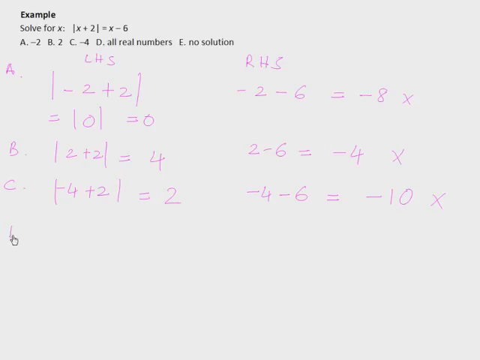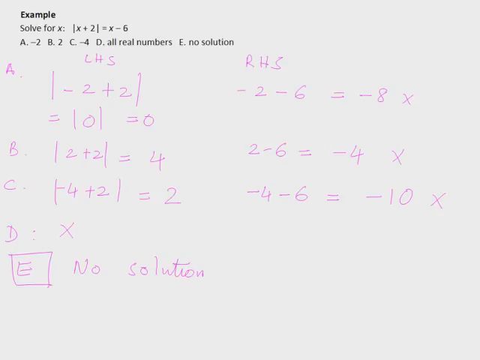How about D? All real numbers? Well, obviously not, because here are 3 numbers which are not solutions. So D cannot be the solution. The only choice left is E. No solution. Since I've eliminated A to D, the answer must be E.